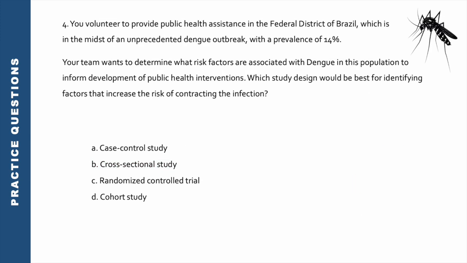You volunteer to provide public health assistance in the Federal District of Brazil, which is in the midst of an unprecedented dengue outbreak with a prevalence of 14%. Your team wants to determine what risk factors are associated with dengue in this population to inform development of public health interventions. Which study design would be best for identifying factors that increase the risk of contracting the infection?